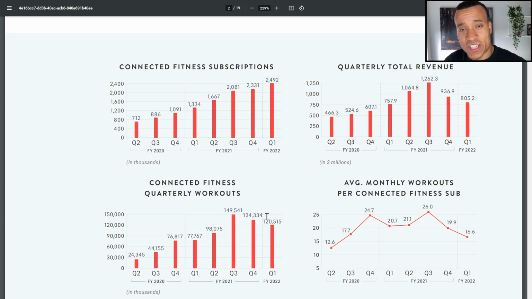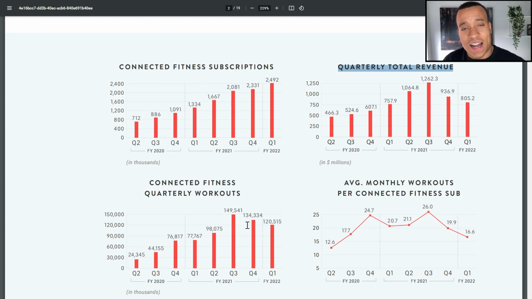However, when you actually get into the detail of it, you start to realize that things aren't what they seem. So we can see that the number of workouts in Q3 of FY21 was 150 million, and that has dropped down to 120 million. So that's around a 20% decrease, which is not good. And that can be shown in the average monthly workouts as well, where we hit a peak of 26 workouts per month, and now we're down at 16.6. And the reason why I say that these two graphs below are far more significant than these graphs at the top, I'll tell you why.